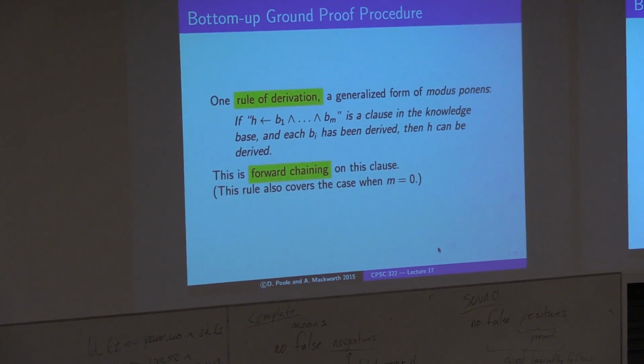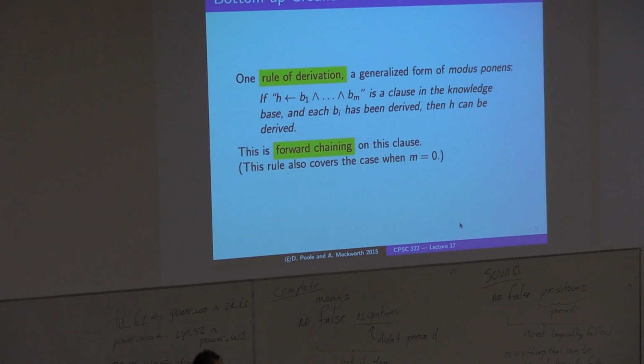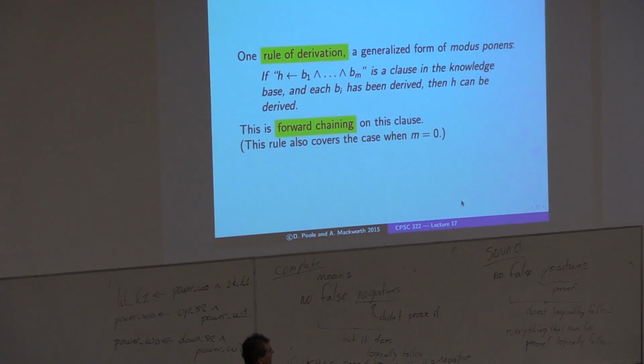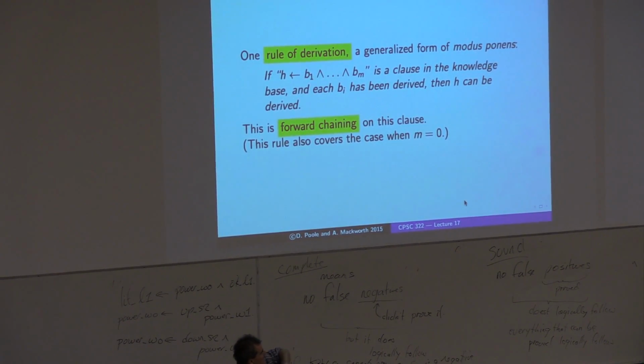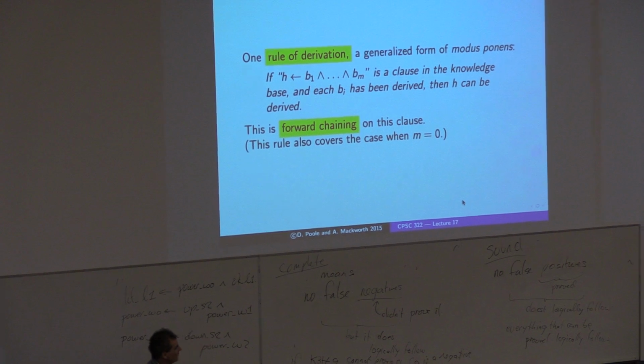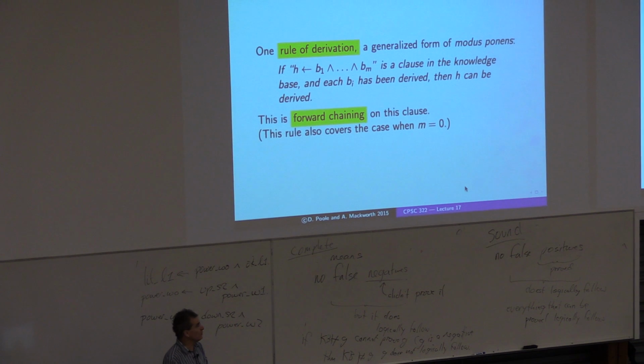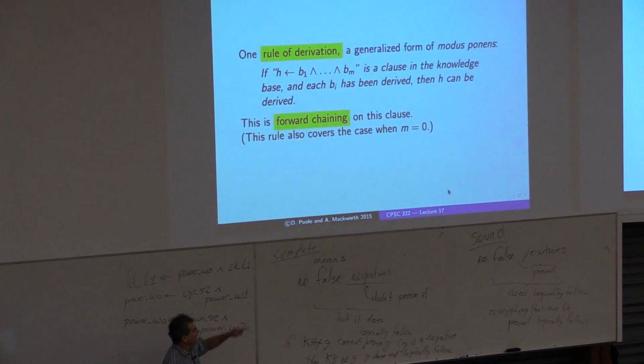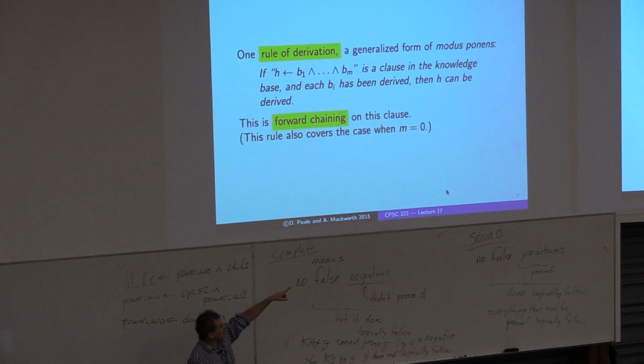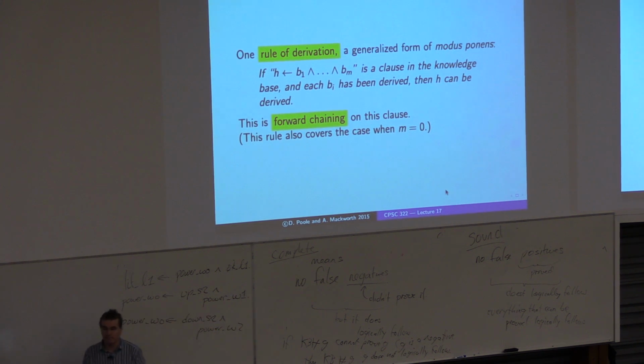It says if you have an implication and you've proved the body of it, you can prove the head of it. So if you have a clause in the knowledge base, and each element of the body has been derived, then we can derive H. Intuitively, we can think about this as forward chaining on the rules. This also covers the case when m is 0: there's no body, so we can immediately derive an atom for which the body is empty. So we can just forward chain on these rules.